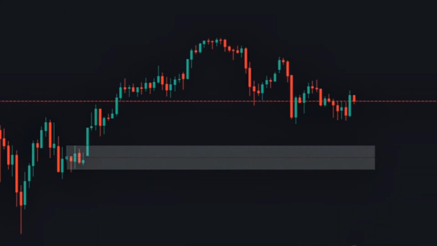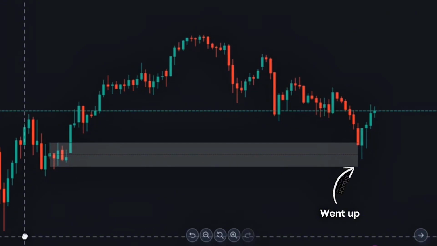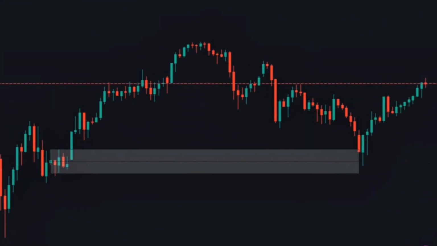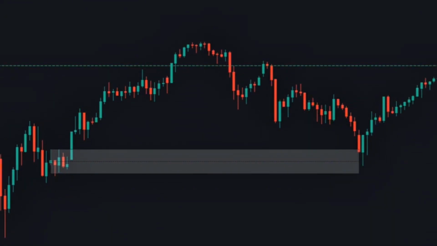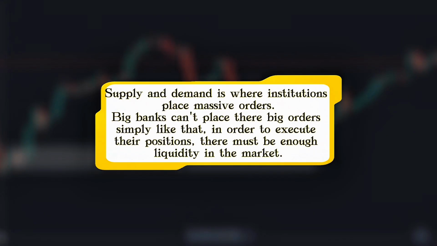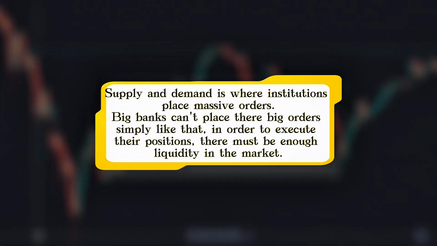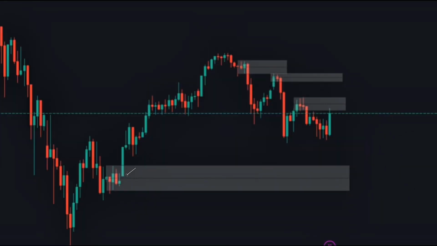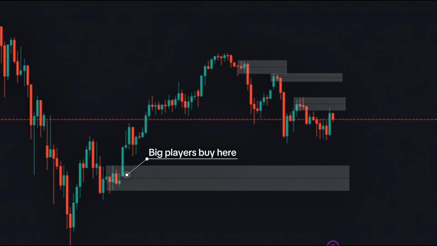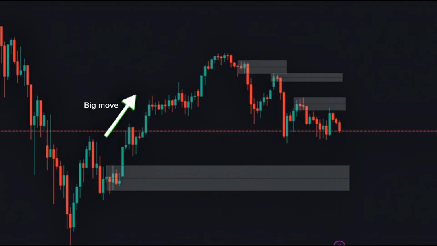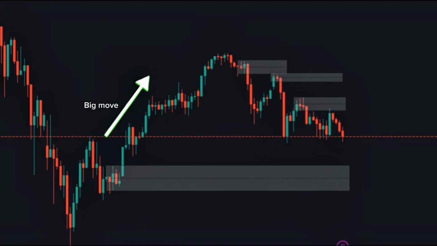Most people think supply and demand is just price went up from here, or price went down from here. That's wrong. Supply and demand is where institutions place massive orders. Big banks can't place their big orders simply like that. In order to execute their positions, there must be enough liquidity in the market. So instead of placing all their big orders, they buy or sell a small number of their positions. From there, the price gives a big move because a lot of orders get triggered.